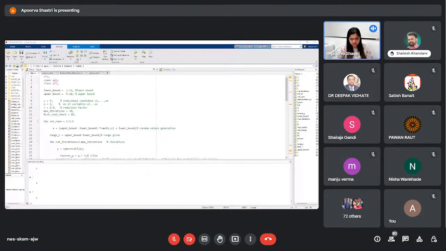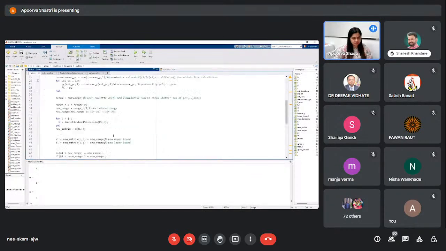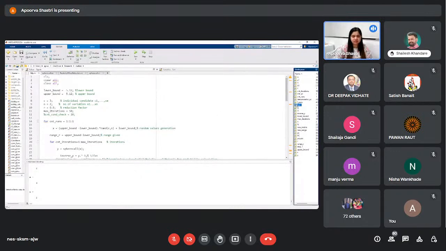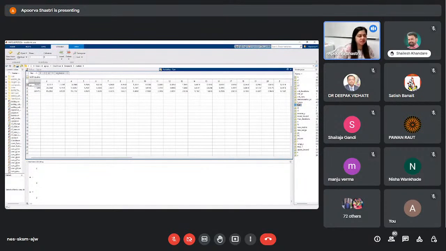We will again run the program for more iterations, 50, and you can see the convergence. Now look at the function values. These are the function values for candidate 1, candidate 2, and candidate 3 for every iteration.